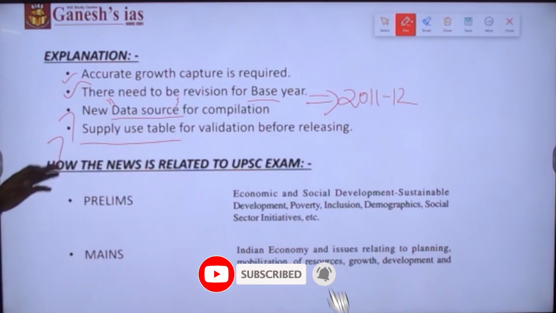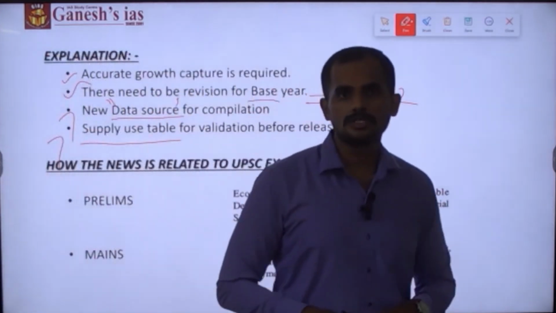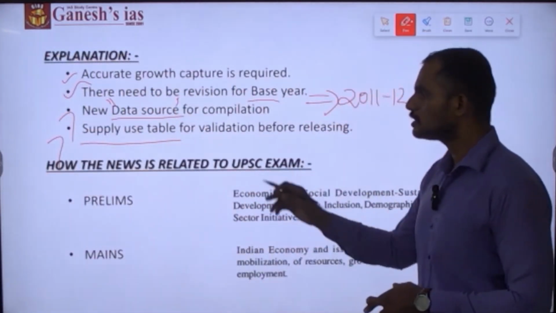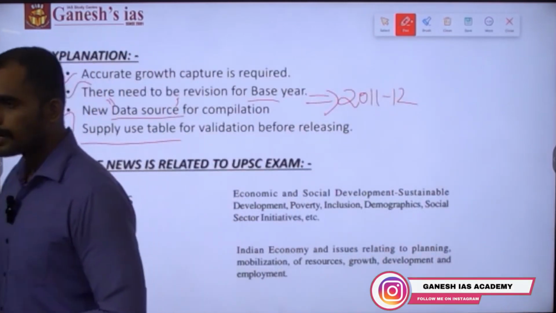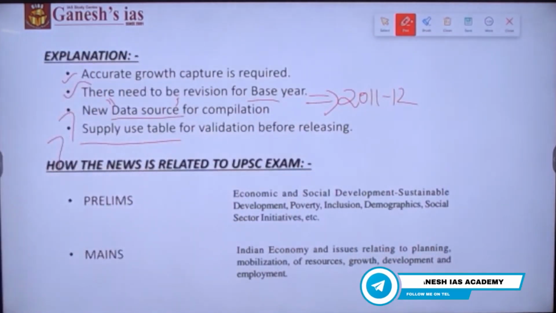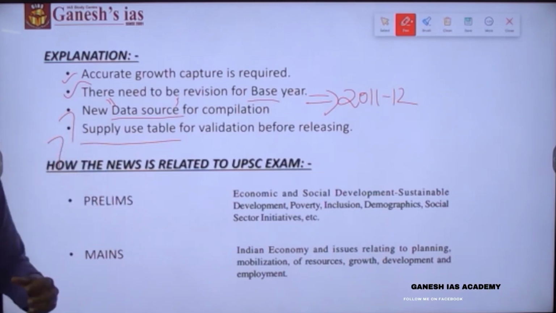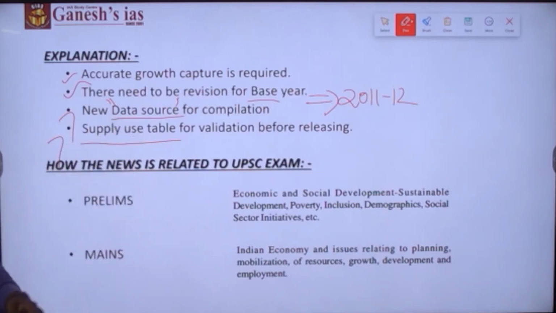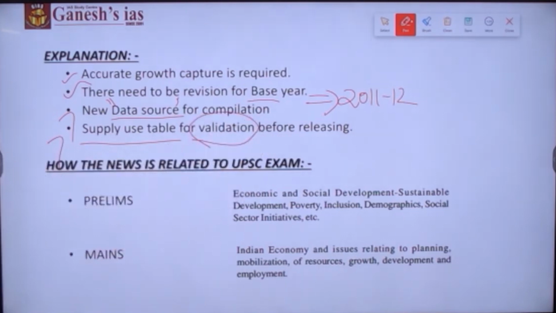These supply use tables were not used until now because of the government's inexperience in using them. But after a certain period of time and the evolution of technology, the government has mastered the usage of supply use tables. This kind of supply use table needs to be inculcated into the validation of the statistics so that the data could be validated before the estimate is released.